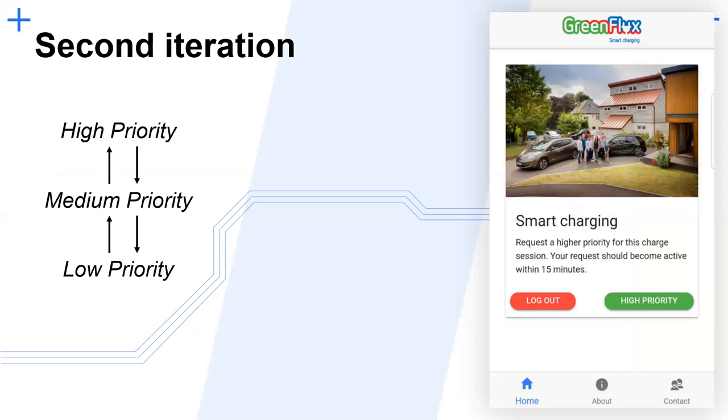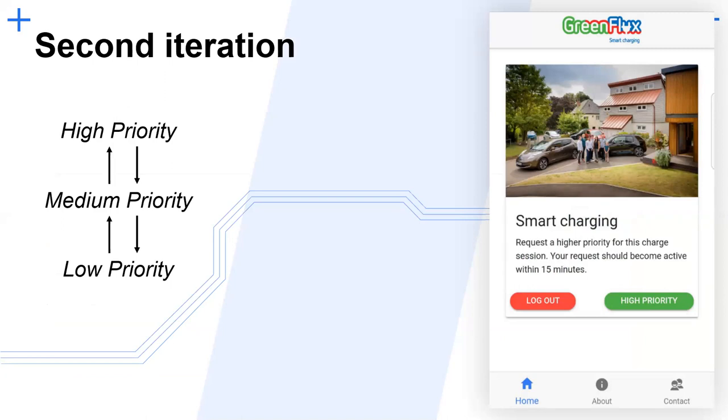And with this app came a new function, the high priority function. So basically we had three levels: medium priority, just normal charge, and low priority if you're nearly full or already full, and a high priority, which you could request with one simple button, a high priority button. And this worked really, really well.